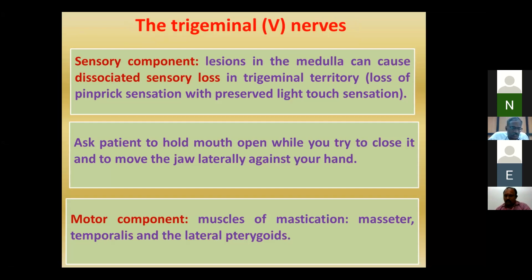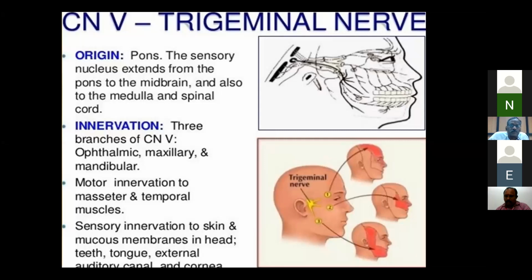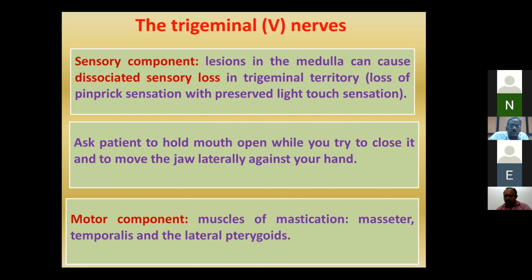Coming on to the fifth nerve. The fifth nerve is the trigeminal nerve, which has a sensory component and a motor component. It originates from the pons. The sensory component is divided into three: ophthalmic, maxillary, mandibular. The motor component supplies the masseter, temporalis and pterygoid muscles. Any abnormality of a particular branch causes abnormality in that branch alone. A sensory lesion in the medulla can cause dissociated sensory loss, loss of prick sensation with touch sensation preserved.